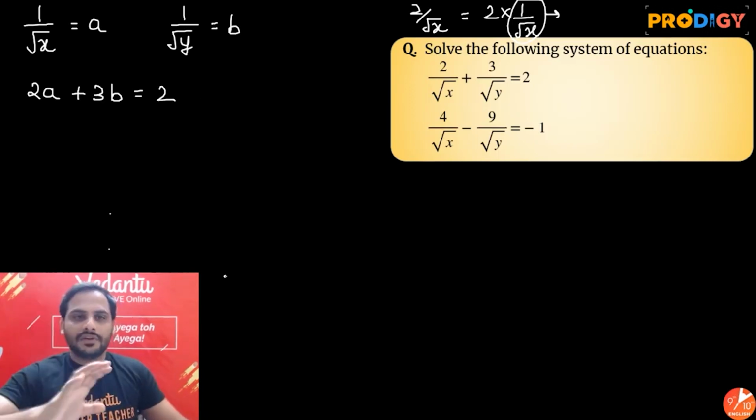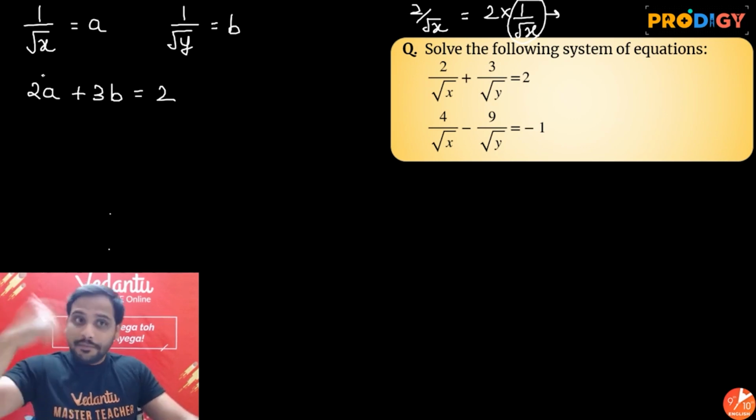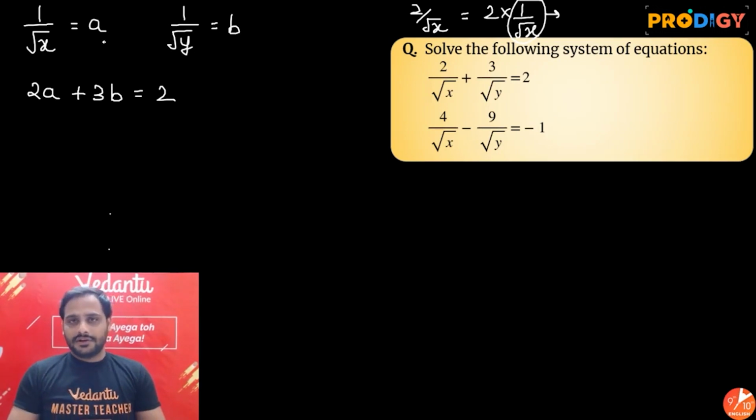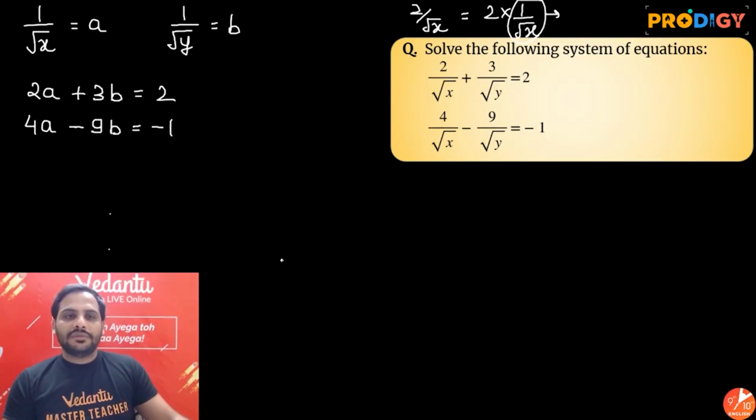Now many students make the mistake of taking root x as a. Don't do that. Root x is not a; 1 upon root x is a, because root x is in the denominator. Try to understand this thing. Then the next equation, 4a minus 9b is equal to minus 1. Now to eliminate, let's do one thing.